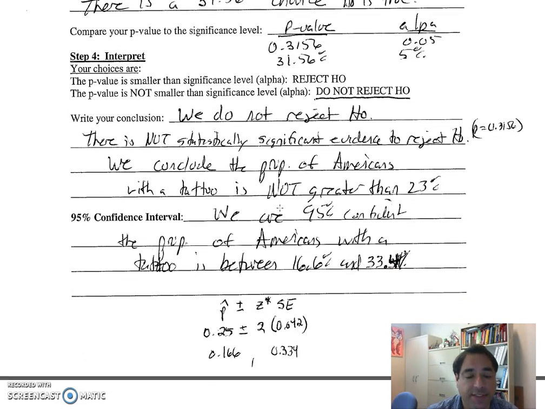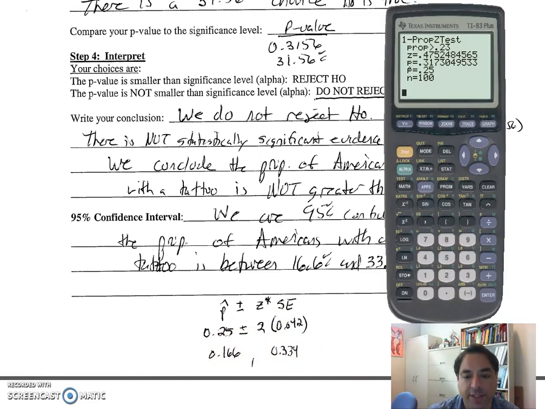Then we can do a confidence interval. So for the confidence interval, because alpha is 5%, we're going to be 95% confident, and that's what it asks for. Remember our formula for confidence interval. It's p hat plus or minus z star times your SE. So it's 0.25 p hat plus or minus z star, which you can use 2 or 1.96, times your SE, which we found above, and you get these numbers.